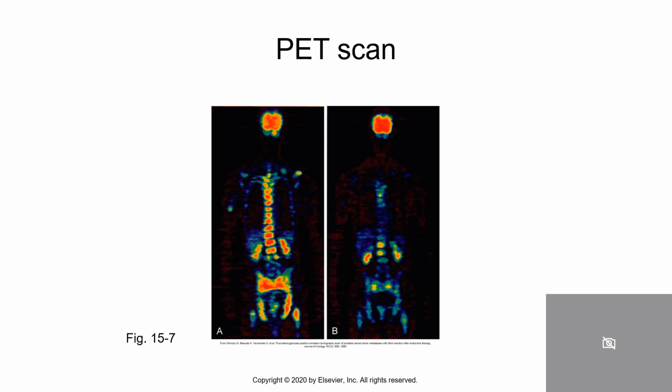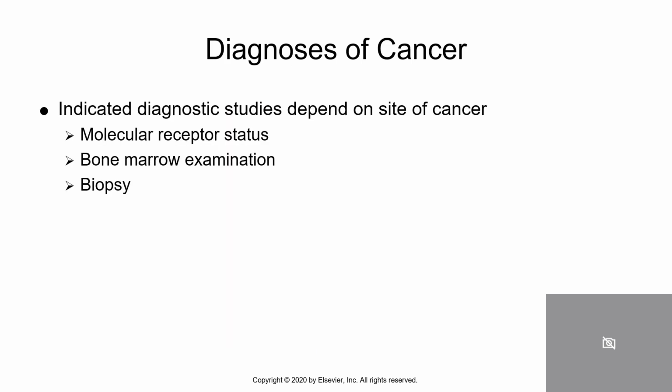This slide shows you a PET scan, and in the picture, the A is before treatment, the B is after treatment. The more radioactive material that's accumulated shows you where there was a higher level of cancer activity. So clearly the treatment is working for this patient. Again, it just repeats that diagnostic studies are really going to depend on the site of the cancer.